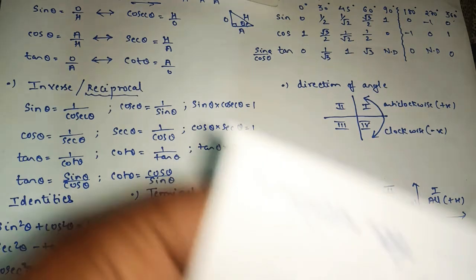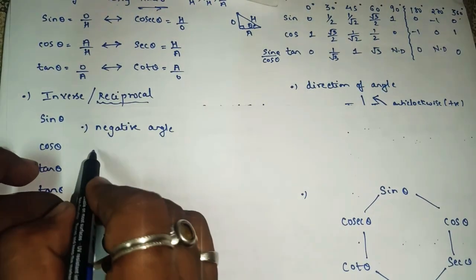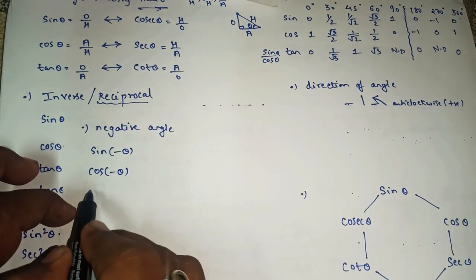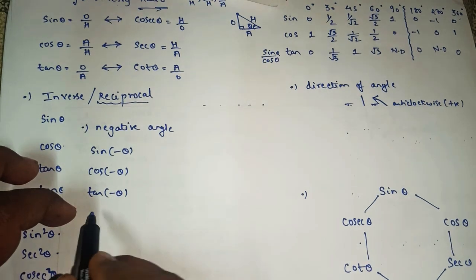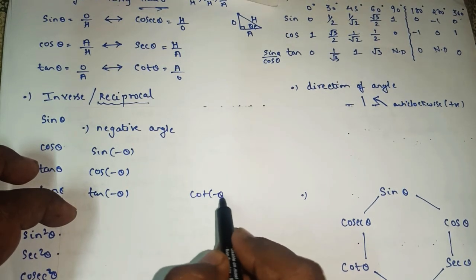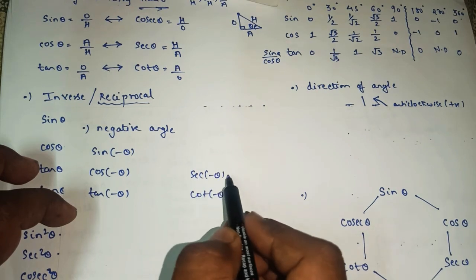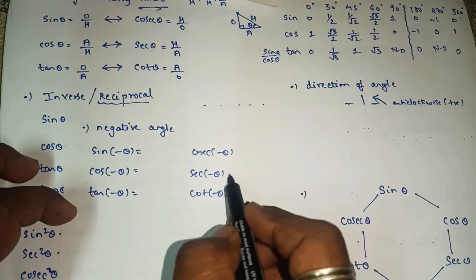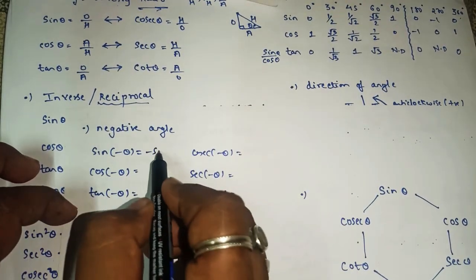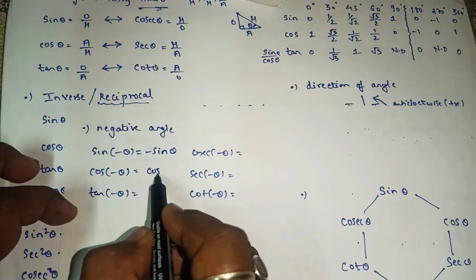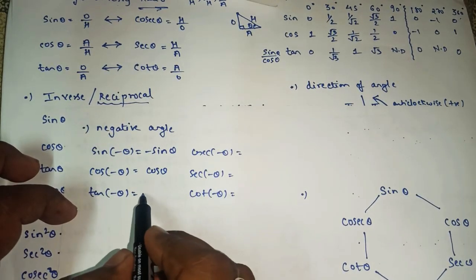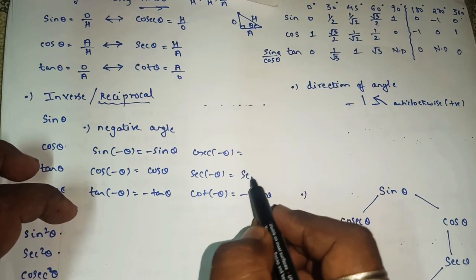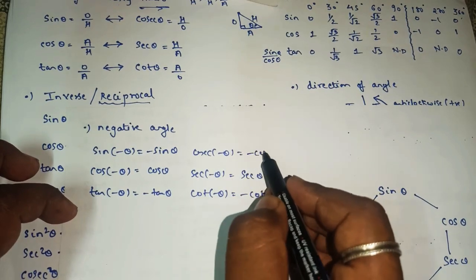Then after that we'll see the negative angles. So negative angles in which it will be sine minus theta, cos minus theta, tan minus theta, cot minus theta, sec minus theta, and cosec minus theta. So here the formula for the negative angles is what? Sine minus theta will be minus sine theta, cos minus theta will be cos theta, tan minus theta will be what? Minus tan theta, cot minus theta will be minus cot theta, sec minus theta will be sec theta, and cosec minus theta will be minus cosec theta.